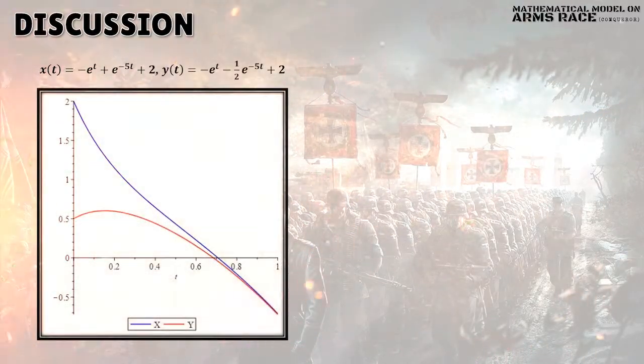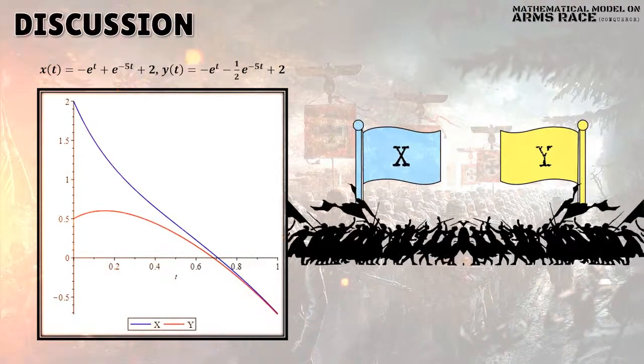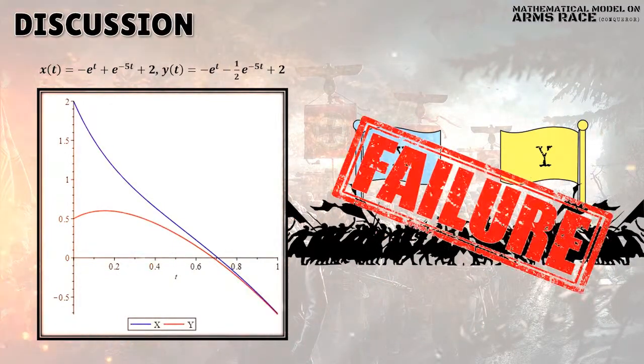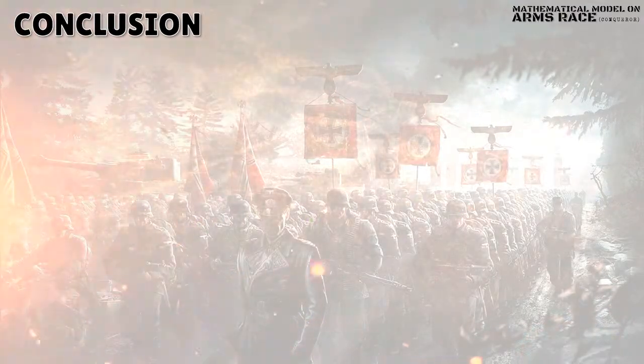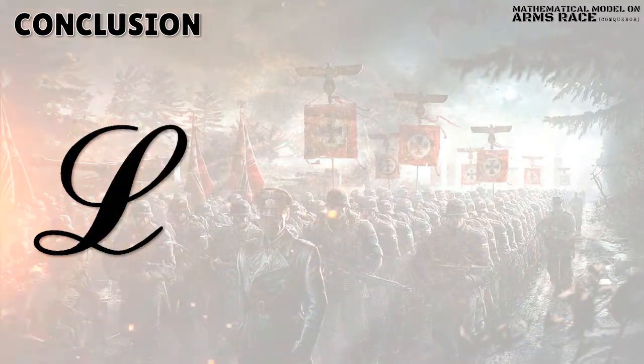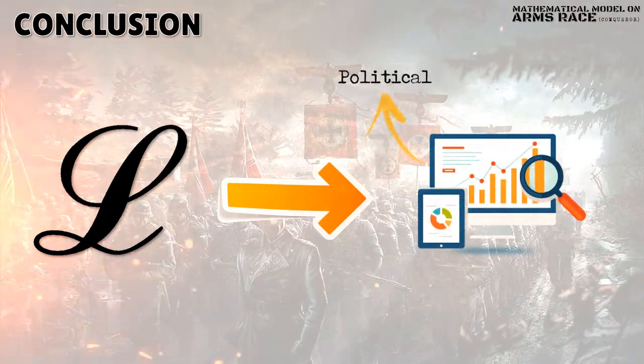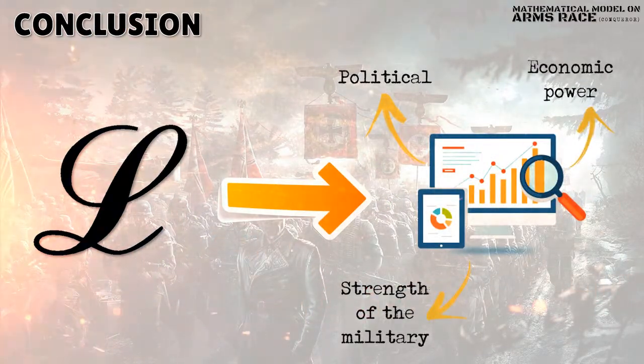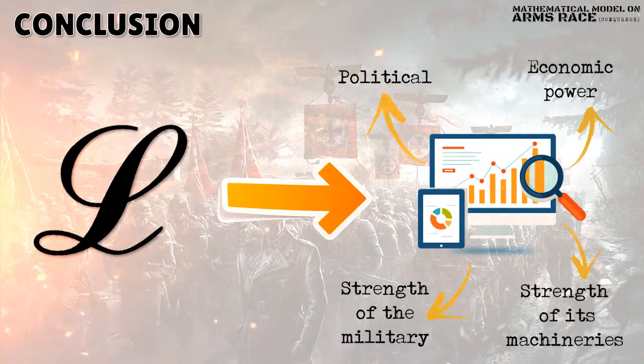As a discussion, we can see that the graph is going to negative infinity. Therefore, it can also be defined that both countries x and y failed in the arms race competition. In conclusion, the Laplace transform method helps in making analysis of the political and economic powers and others by estimating the strength of the military and its machinery.